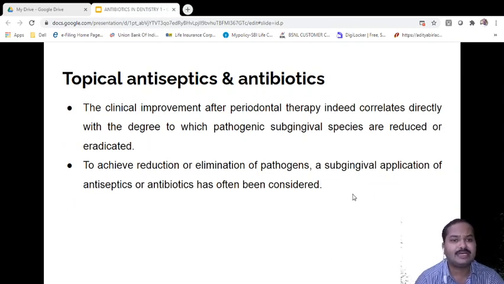Now coming to the topical antiseptics and antibiotics. Whatever effect we assume or predict from systemic intake of antibiotics, we can also get from topical application, or the effect we need by applying on the skin or mucosa, and we can surely get much more effect if the pathogens are more on the surface than in the system. So in periodontal diseases, the subgingival species of bacteria are reduced or eradicated with the topical application of these antibiotics.